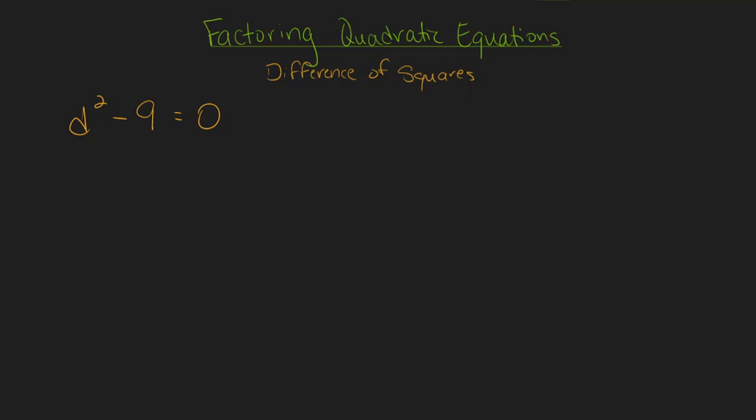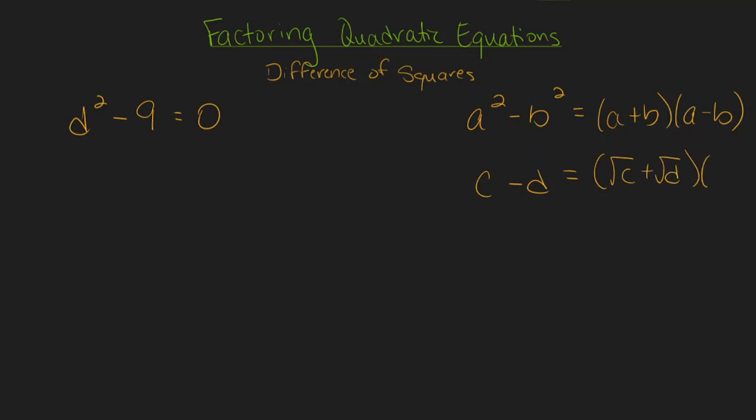Now, difference of squares is always in a set format. The standard way that this is shown is a squared minus b squared is equal to the factors a plus b times a minus b. Another way we could show this is if you think of your starting point as c minus d, then your factors would be the square root of c plus the square root of d times the square root of c minus the square root of d. No matter which way you prefer thinking about it, both are going to work.